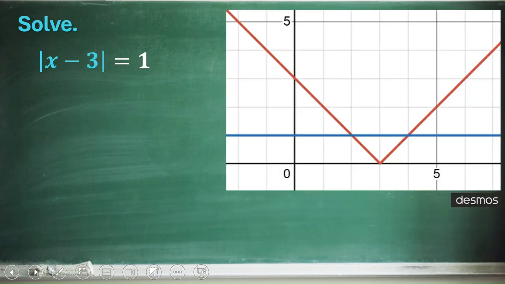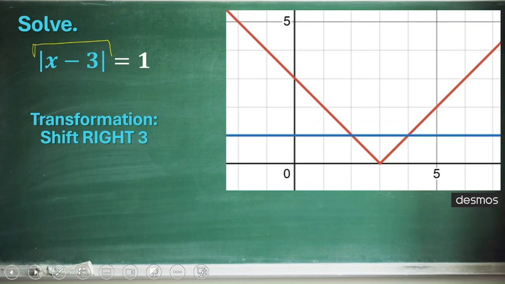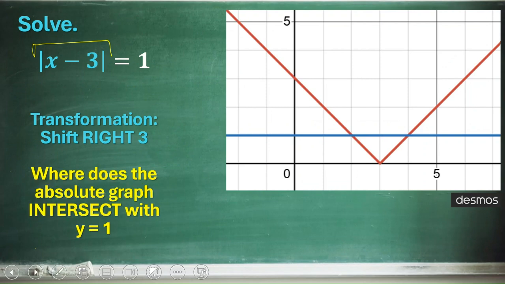Okay, this one's a little bit different, and this will show you why where and when dropping the absolute value bars matters. So in this case, we have the absolute value of x minus 3 equals 1. As a transformation, we're looking at this part here. Let's make sure we remember what happens to our graph. Our graph shifted right 3 units. And what this is actually asking us is where does that blue part, the graph of our absolute value function, intersect with the line y equals 1.